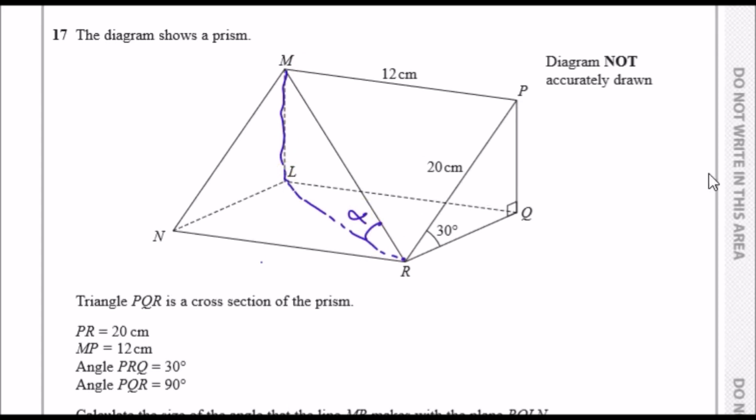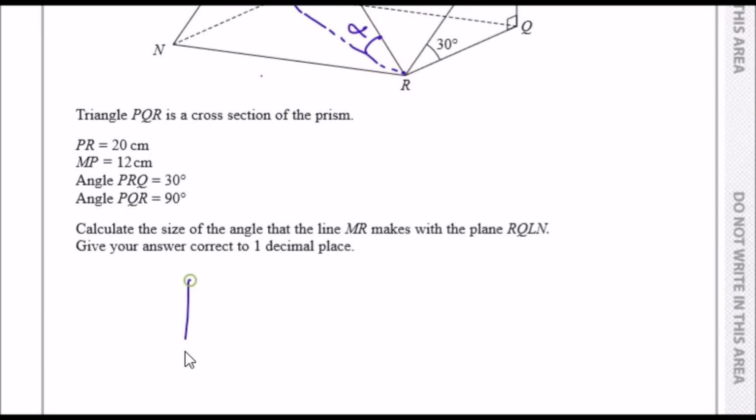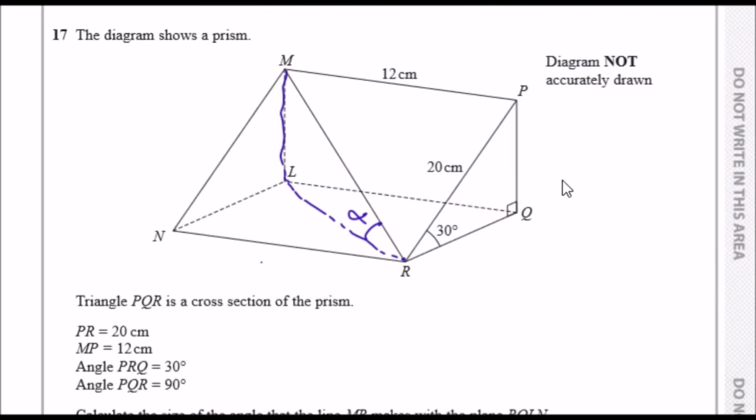Okay, so let me just pull that to the side. So I'm going to make it look a bit like this. So angle alpha, and we know a couple dimensions, I believe. Or do we not know anything?